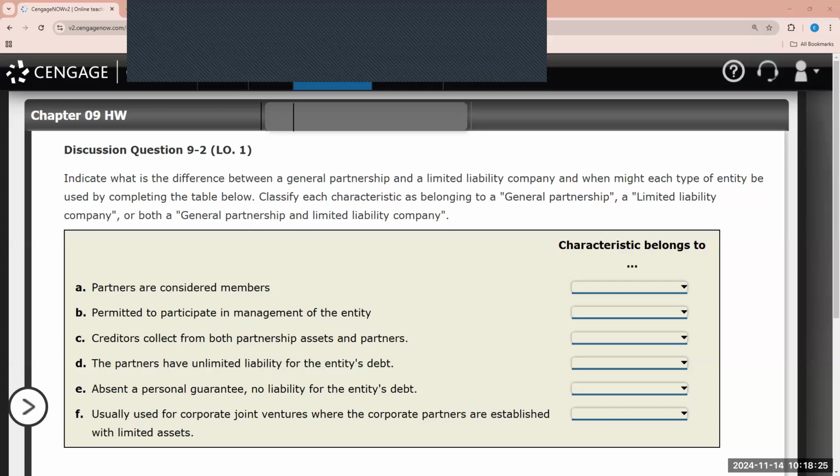In this video, we'll cover several questions from Chapter 9, Partnerships, Formation, Operation, and Basis. So we'll jump right into this first question, and it's asking us to indicate what is the difference between a general partnership and a limited liability company, and when might each type of entity be used by completing the table below. Classify each characteristic as belonging to a general partnership, a limited liability company, or both a general partnership and limited liability company.